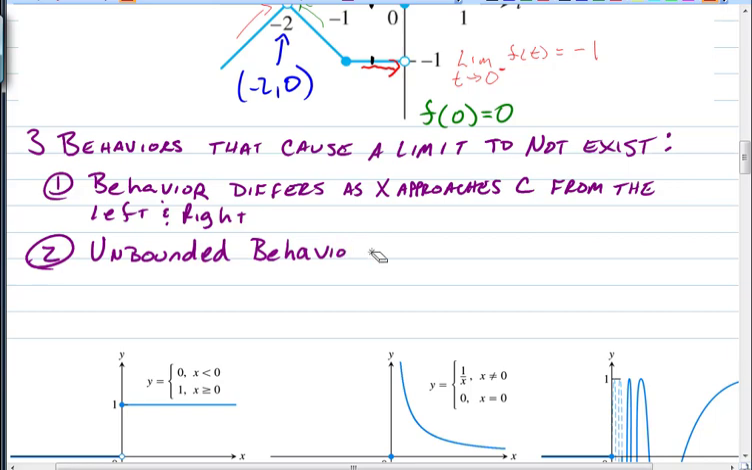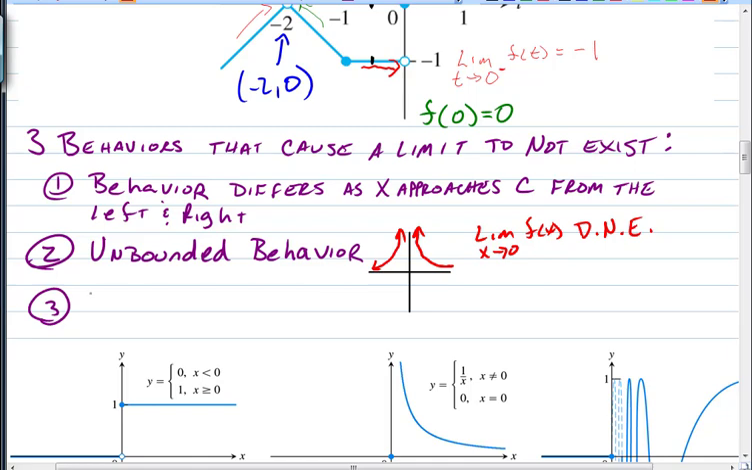Because remember, on our informal definition of a limit, we said that it has to be a real number. Well, if the left and the right-hand side are going off to infinity, then infinity is not a real number. So, for example, if I have a situation like this, we would say then that the limit as x approaches 0 of f of x does not exist because of unbounded behavior. And then the last thing that would cause a limit not to exist is oscillating behavior.